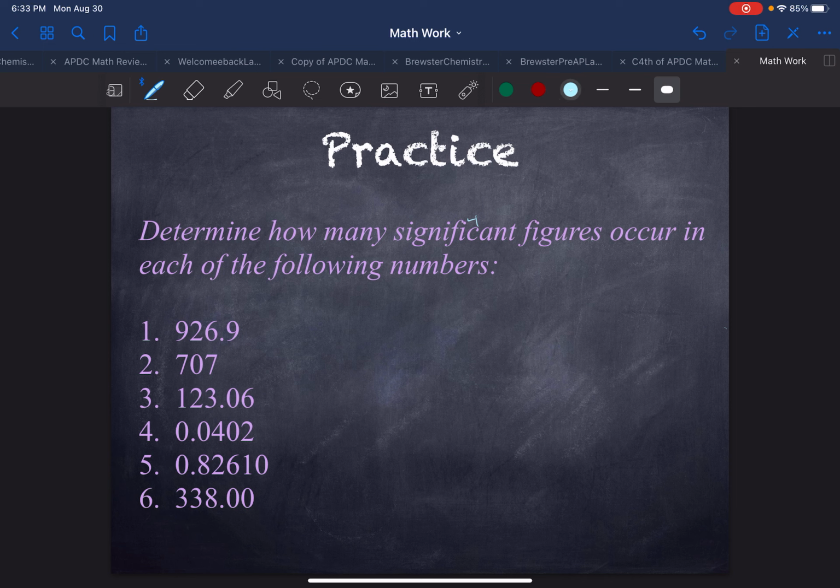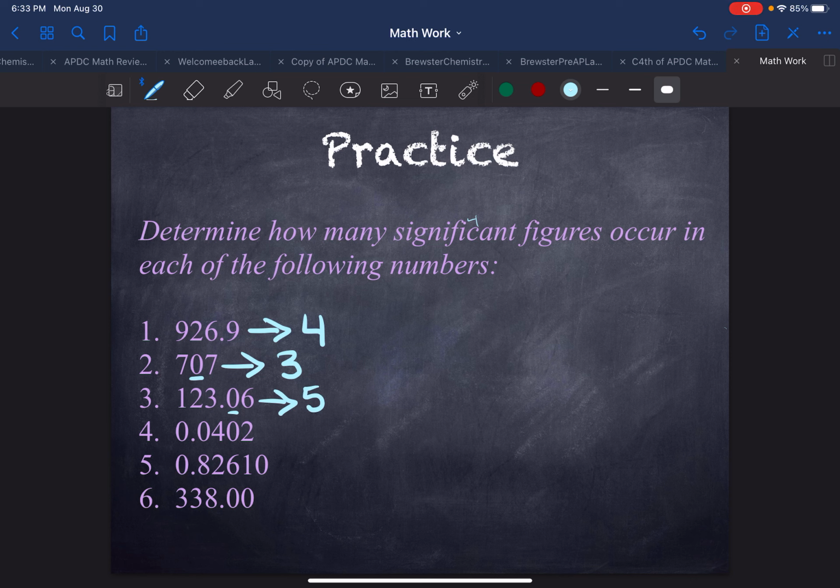So I have 9269. All non-zeros, all significant. So there are 4. The next one, number 2, I have a captured zero, which means all are significant. Number 3, I have another captured zero. All are significant again. 1, 2, 3, 4, 5.